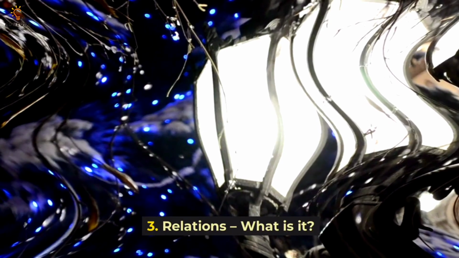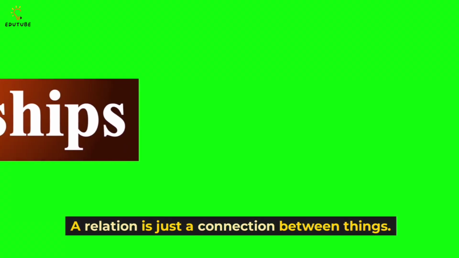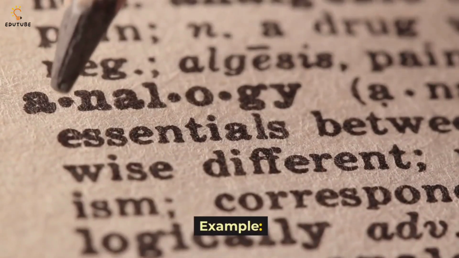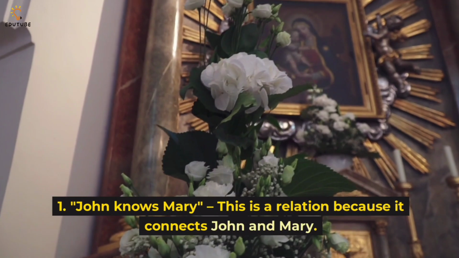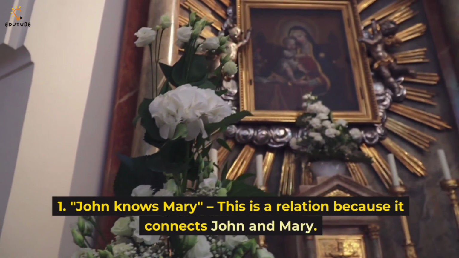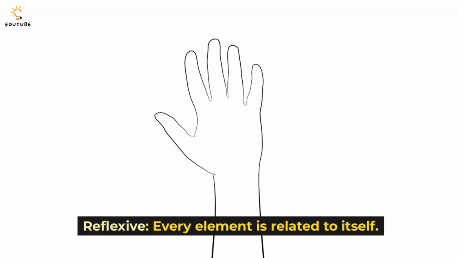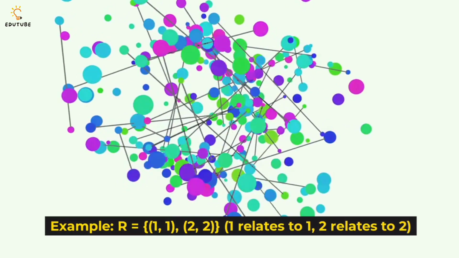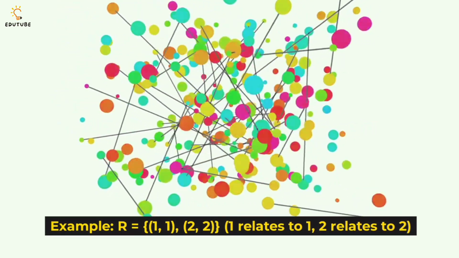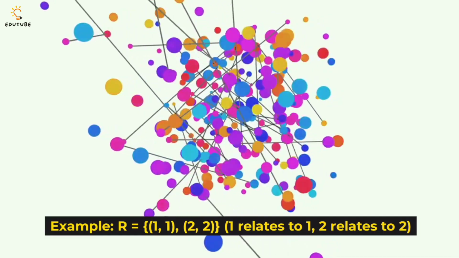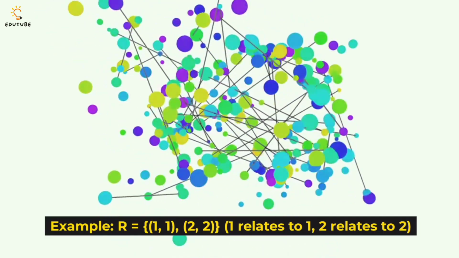3. Relations. What is it? A relation is just a connection between things. Example: John knows Mary. This is a relation because it connects John and Mary. Types of relations. Reflexive. Every element is related to itself. Example: R = {(1, 1), (2, 2)}. 1 relates to 1. 2 relates to 2.